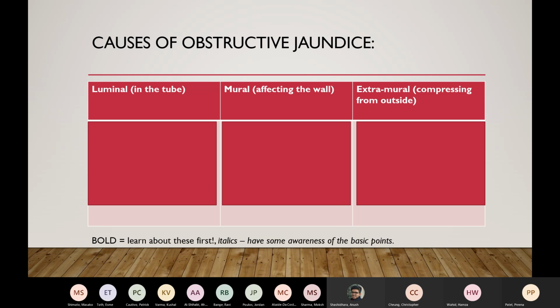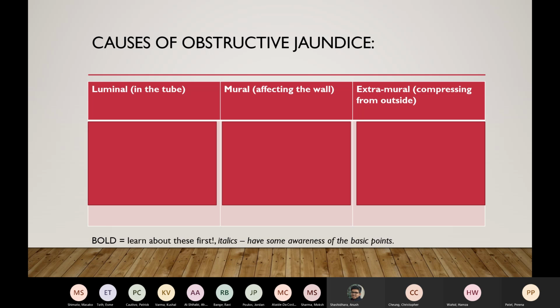So we'll start with luminal. Does anyone know any causes of obstructive jaundice that might be inside the tube and block flow? There's the really obvious one. Okay, so gallstones is the main thing that you could get inside that would block a tube.